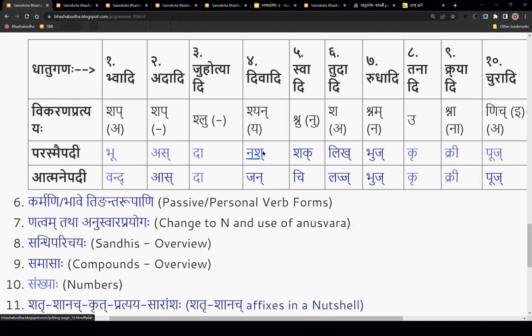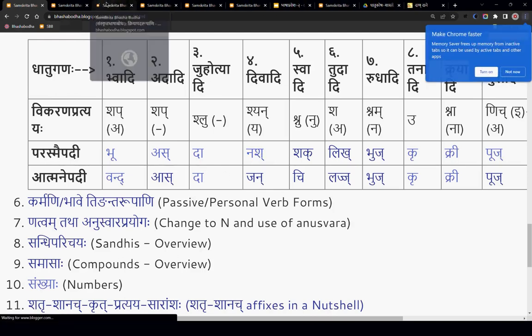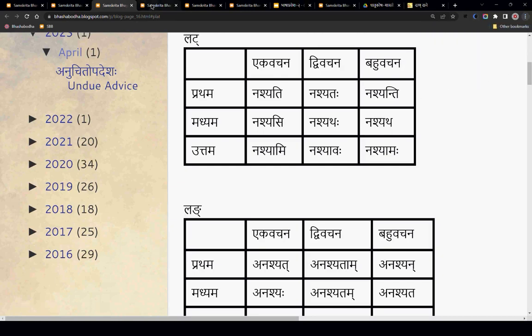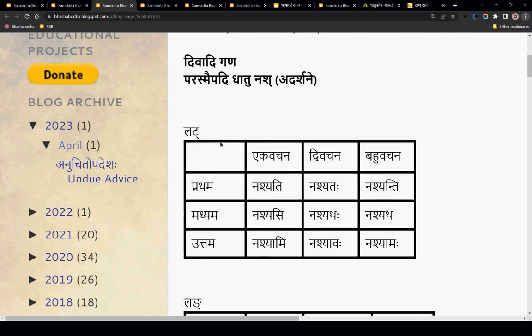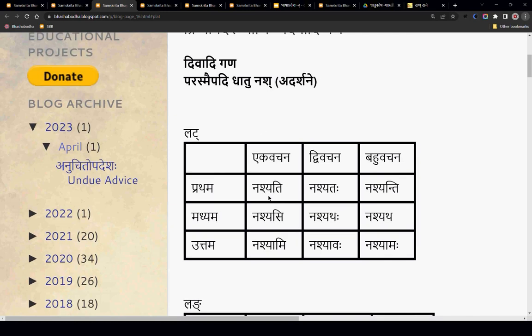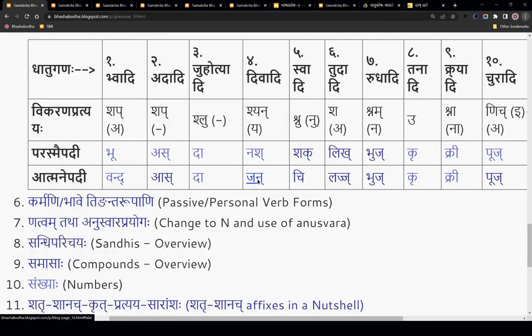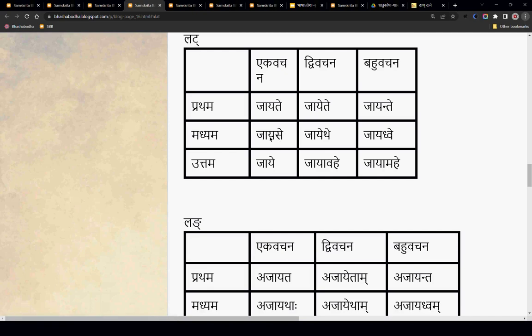In the fourth gana, there is a pattern. What is happening here? Nashyati, etc. Right? So here, nashya. Nash is the dhatu, but in between what is coming here? Ya. After the dhatu and before the ending letter ti, there is a ya coming in between. Nashyati, nashyataha, nashyanti, etc. Same thing with the divadi jan dhatu also. Actually, first it changes to ja, then ya comes in between, before the ending letter te. Jayate, jayete, jayante, etc.